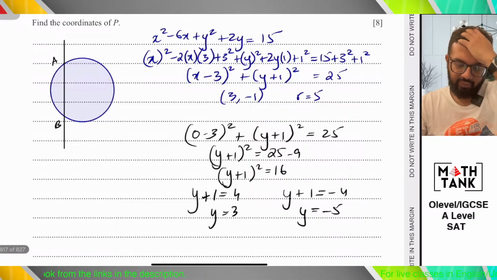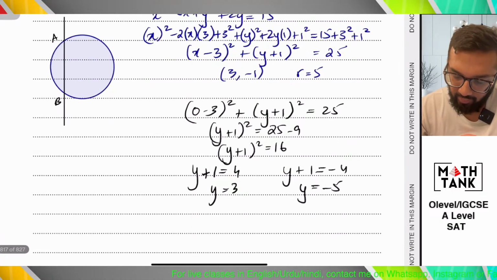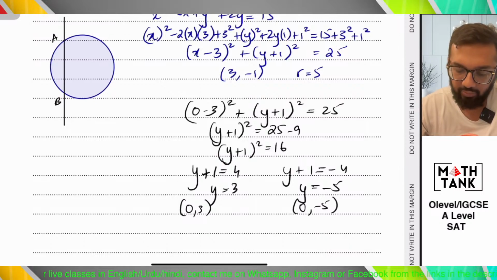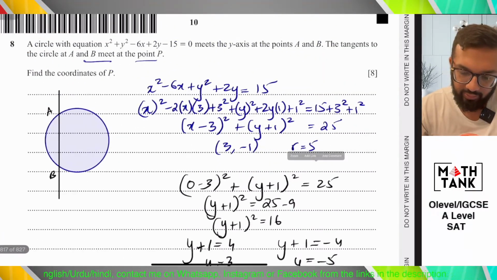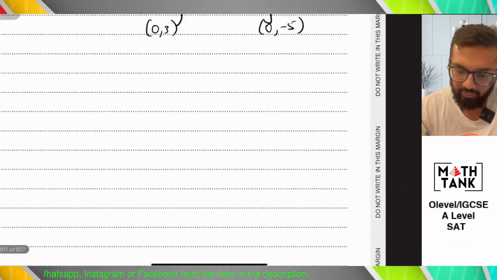3 and minus 5. So 0 comma 3 and 0 comma minus 5. Those are A and B. I want to find the equations of the tangents at A and B so that I can get them to meet at the point P.